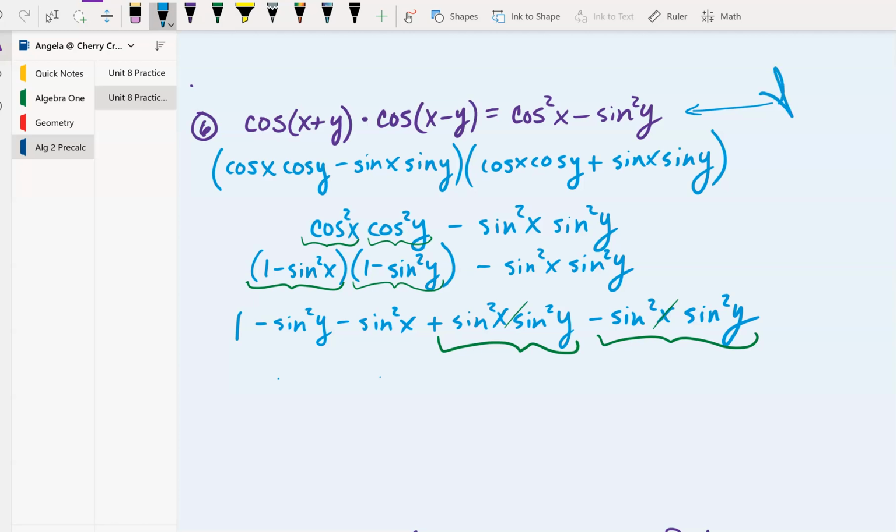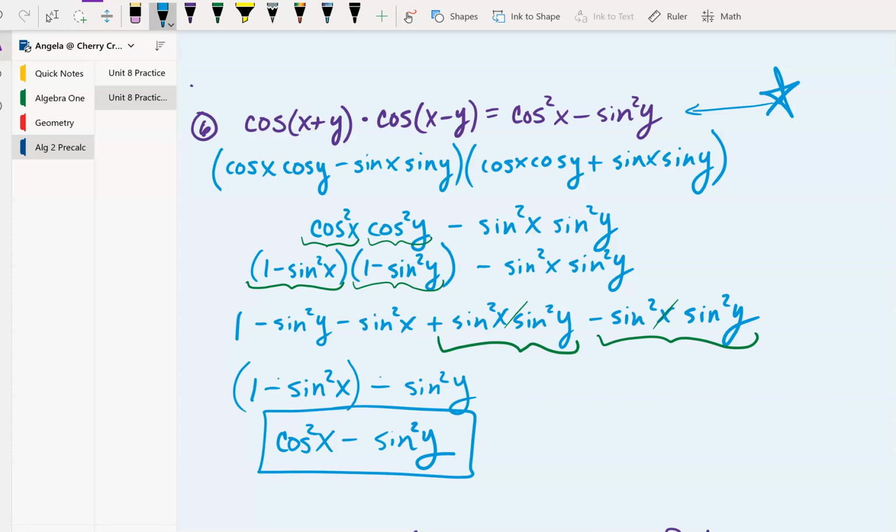So we still want to make it look like this, right? We want a cosine squared x and we want a sine squared y. Well, here's a sine squared y. Let's regroup these, and let's group the 1 minus sine squared x together and pop that negative sine squared y to the outside as we group these, and make yet another substitution with Pythagorean identities. I get cosine squared of x minus sine squared of y, and now I have verified my identity. Woohoo! All right, next one.